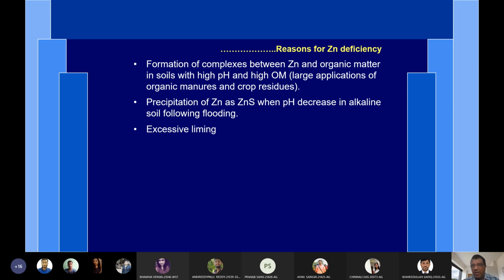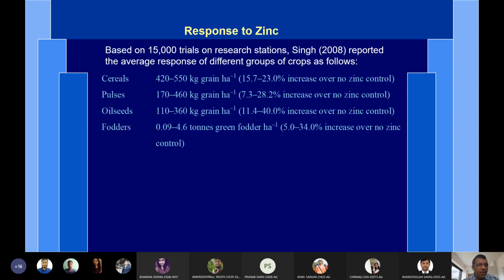And excess liming can also decrease the availability of zinc. Now you see response to zinc. What happens when farmers or people apply zinc to the soil? Based on 15,000 trials on research stations, Singh reported the average response of different groups of crops as follows. It shows how much yield increase there is due to application of zinc in India.